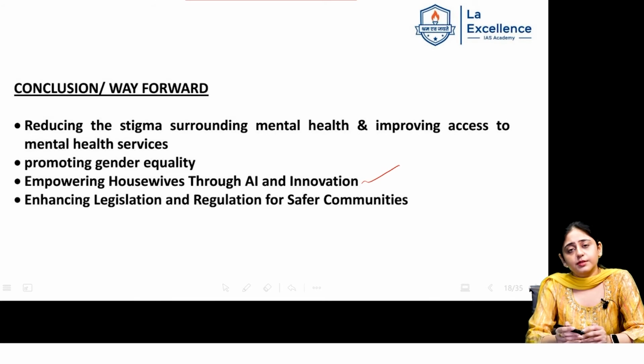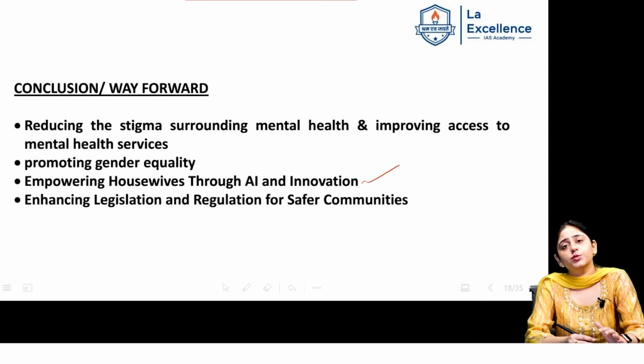Then housewives, who have so much burden of the household and are not economically independent, probably through AI, through artificial intelligence, work-from-home avenues can be there through which they can be made economically independent. Then lastly, legislation and regulation for safer communities where there is no online bullying or any kind of abuse, or a woman being exposed to that kind of unsafe environment, that should be dealt with very hard laws. These can be some of the solutions which you can write in your conclusion part, right?